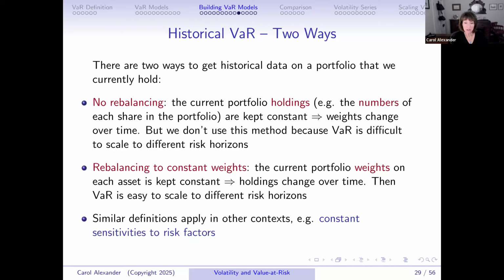And similar definitions apply in other contexts. So we could, instead of assuming that the portfolio weights are constant, assume that the sensitivities are constant, because they take the place of weights when we look at a portfolio as a linear function of risk factors rather than a linear function of the asset returns, a linear function of risk factor returns as opposed to asset returns.